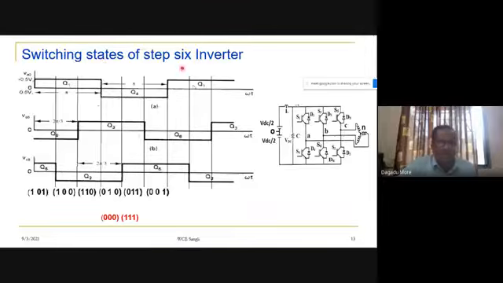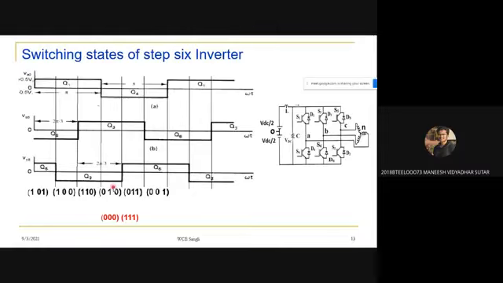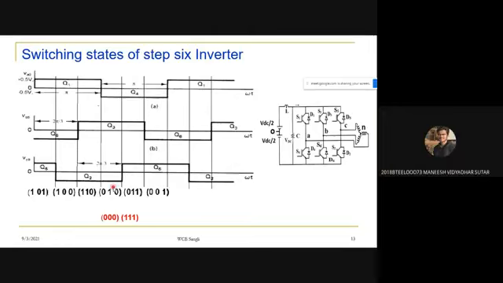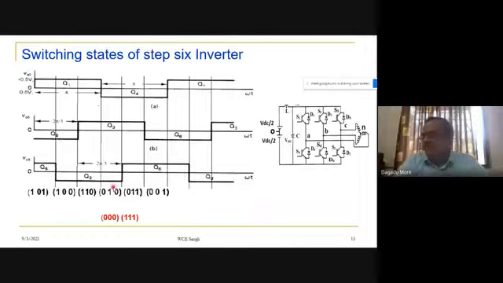So how many switching states do we obtain? In case of 180 degrees mode of conduction, how many switching states are possible? Six switching states are possible. Which two switching states are absent? 000 and 111 are absent. Why do we have six states? Because this particular inverter has six switching states.